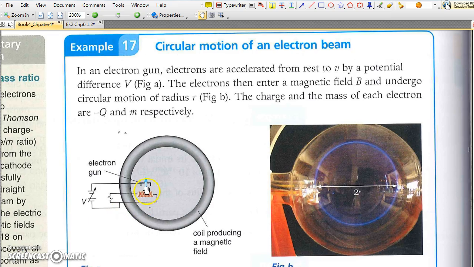In example 17, an electron is first accelerated from rest by the potential difference to attain a high velocity. We learn on page 63 that a charge passes through a potential difference V will result in an electrical potential energy change of QV. In this case, it becomes kinetic energy of the electron. When this fast-moving electron enters a magnetic field, it performs a uniform circular motion. From the radius of the circular path and other physical values, we may calculate the charge-to-mass ratio.